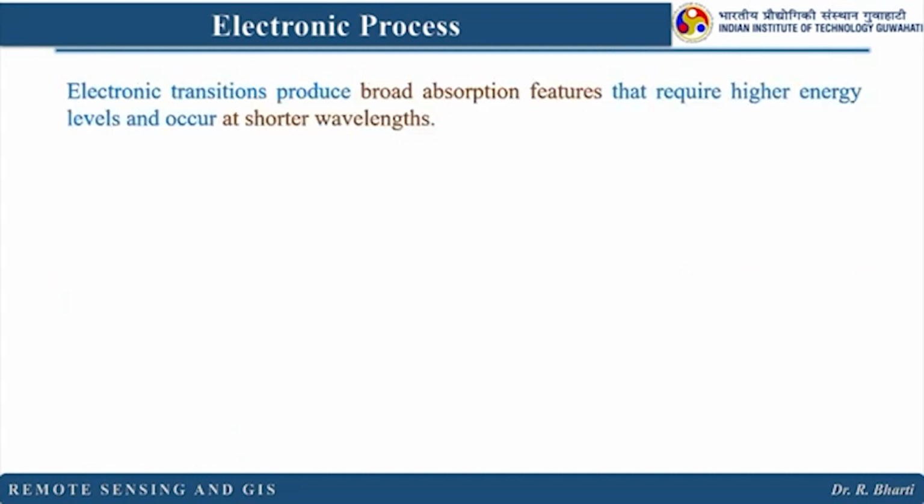Electronic transitions produce broad absorption features that require high energy levels and occur at shorter wavelength. So remember, these electronic processes result in short wavelength absorption features, right. So if your material is sensitive to this electronic process, then you will find absorption features in the shorter wavelength. So the first one is crystal field effect. This is inside this electronic process.